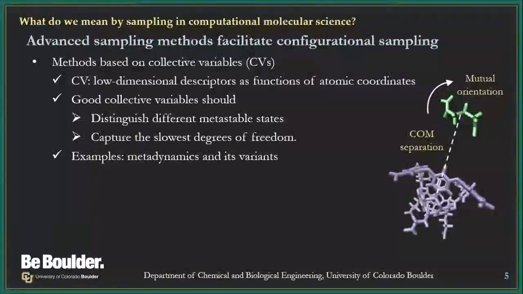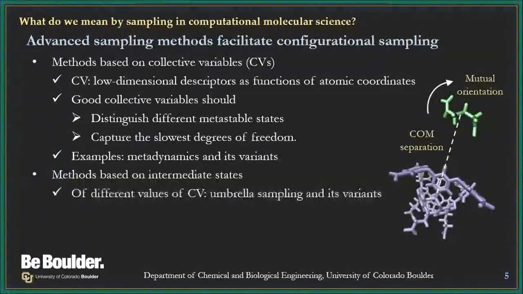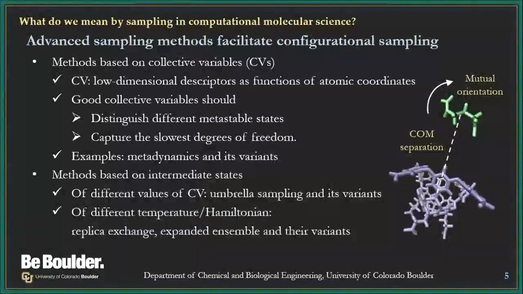In addition to methods that are based on collective variables, there is another class of methods that do not rely on collective variables, but on a series of intermediate states. These intermediate states are built to bridge the gap of probability overlap between the end states of interest. They could have different values of collective variables from each other, as the ones used in umbrella sampling and its variants. They could also be different in temperature or Hamiltonians, like the ones used in replica exchange, expanded ensemble, and their variants.